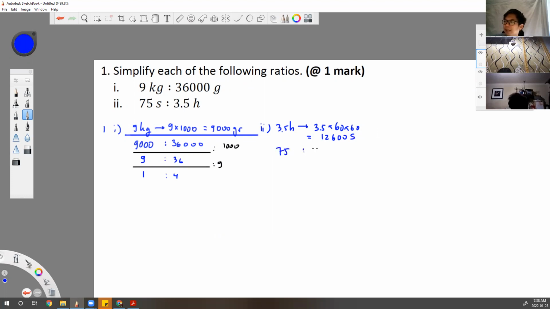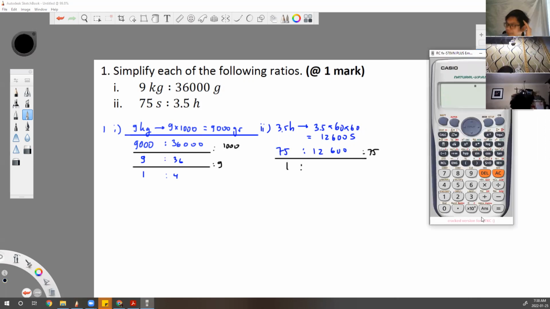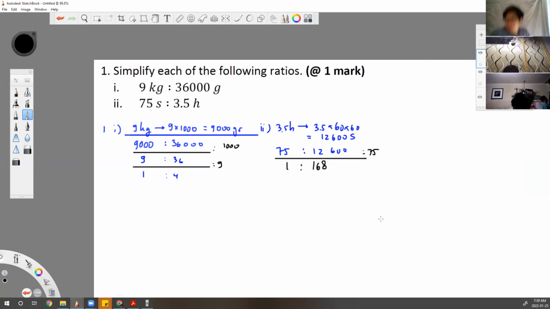So 75 by 12,600. I want to try to divide by 75. Can it be? 12,600 divided by 75. I think I need to give you the calculator to show the working, because you can use a calculator here. Wait a moment, I'm opening the calculator right now, so we can use this anytime. 12,600 divided by 75. Oh, it can. It's 168. Okay, thank God. It's easy. So 1 by 168.